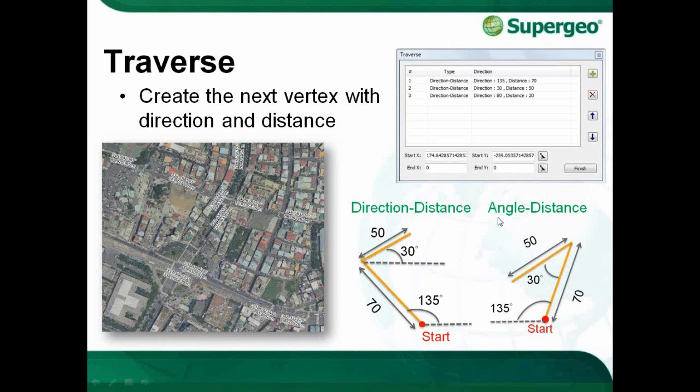And if you're using the angle distance, it means that it generates the next vertex according to the angle, like this one. So you specify this angle as 30 and the distance as 50 meters. So the next vertex will be added here. So these are the two kinds of methods to use the traverse to add the vertex.